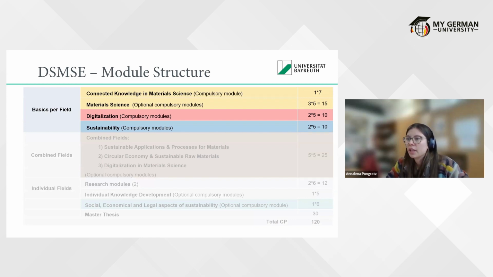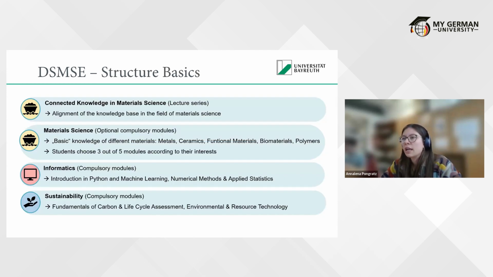Coming to the module structure. The DSMSE study is clustered into 3 bigger fields, where for the basics per field we aim for every student to get a similar understanding of important topics like material science, digitalization, and sustainability. Looking into that further, we have 4 parts of that basic structure. The first one is a lecture series called Connected Knowledge in Material Science. This lecture series aims that every student has the same knowledge base in the field of material science.